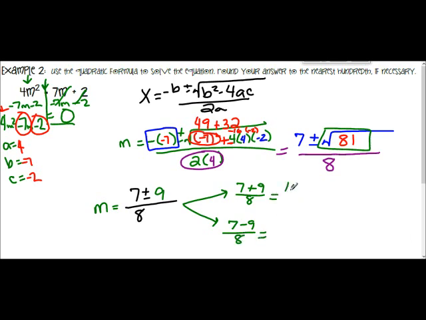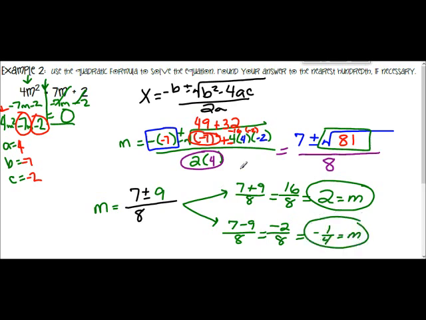So this first one becomes 16 divided by 8, which would make 2. So that's my first 0. And then I have a negative 2 divided by 8, which reduces to a negative 1 over 4. That is my second 0. So again, I would have my picture, sorry it's a little crooked, with a 0 of 2 and a 0 of negative 1/4. So my picture would cross like that. Really sloppy, I'm sorry. So yeah, you have your two answers, and that's what we're working on.